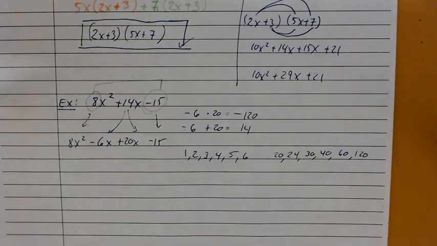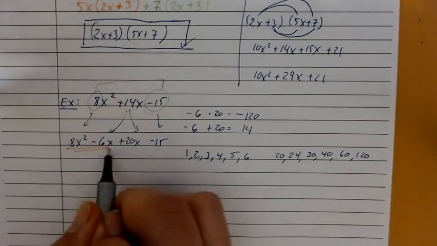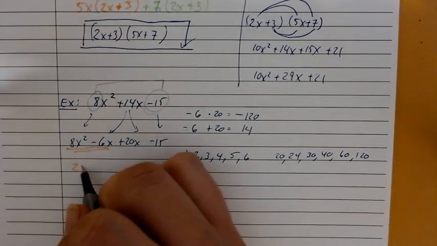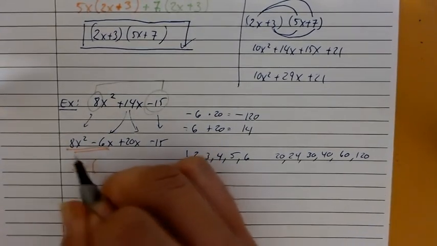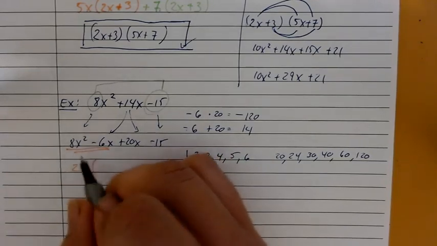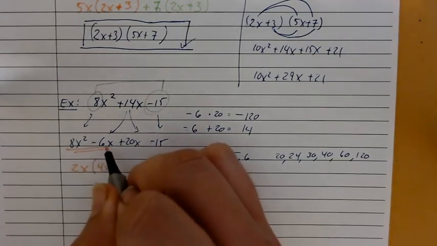So now we factor by grouping. These two terms have a common factor of 2x. If you divide each of these by 2x, that's going to give you 4x, and that gives you a minus 3.